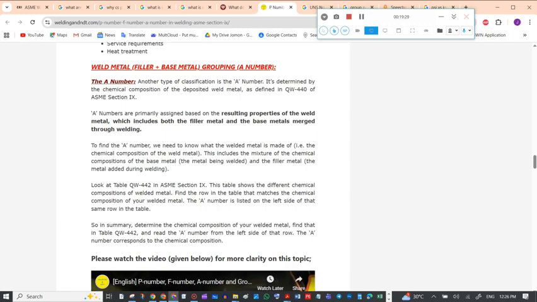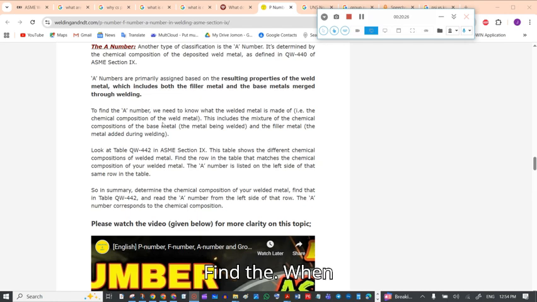A number is always the resulting property of this welded material. To find out the A number, we need to know what the welded material is made of, that is the chemical composition of the welded material. This includes a mixture of chemical properties of the base material and the filler material. So there is table QW-442. This table shows how to find the A number. First we need to know what the deposited weld material is made of, the chemical composition, which includes a mixture of the chemical composition of the base material and the filler material.